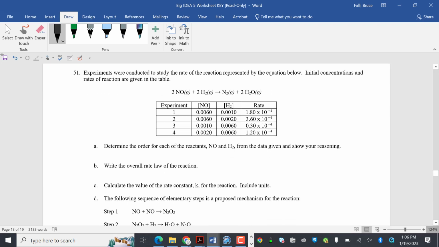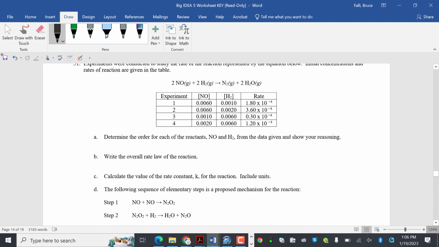51. Experiments were conducted to study the rate of the reaction represented by the equation below. Initial concentrations and rates of the reaction are given below. Determine the order for each reactant from the data given, with your reasoning. Okay, so this is times 2. This is times 2. So rate equals K, NO, times H2. So I just found out that H2 changes the same, so it's first order. And then here we go, times 2. And here we go, times 4. So NO squared, H2 to the first. Determine the order for each reactant: NO2 second, and then H2 is first.